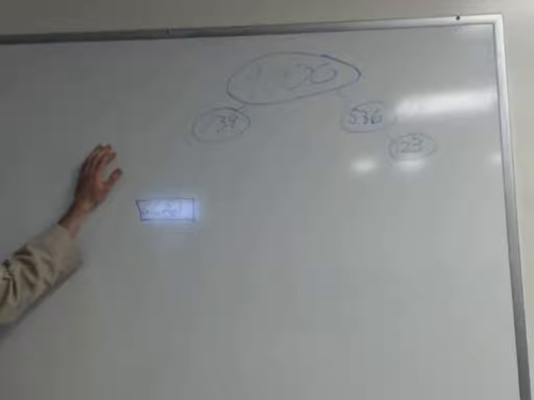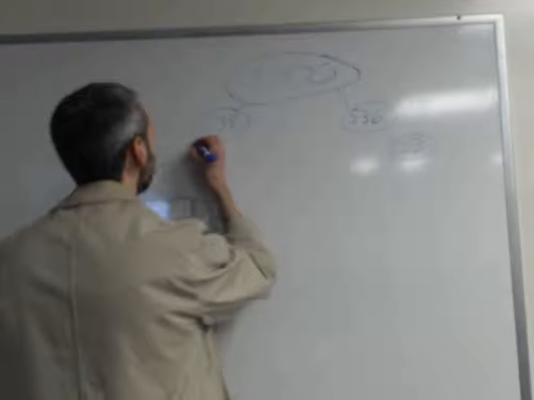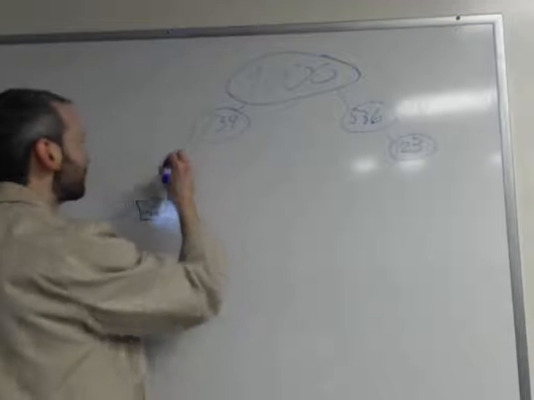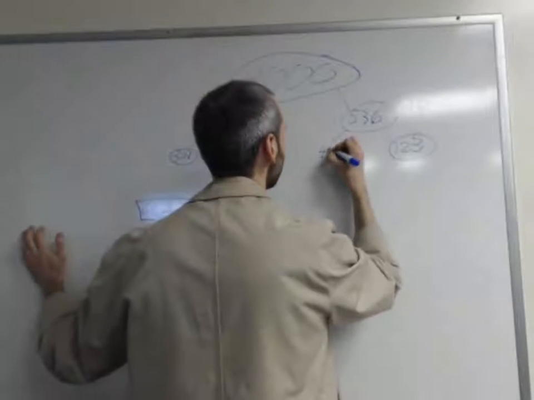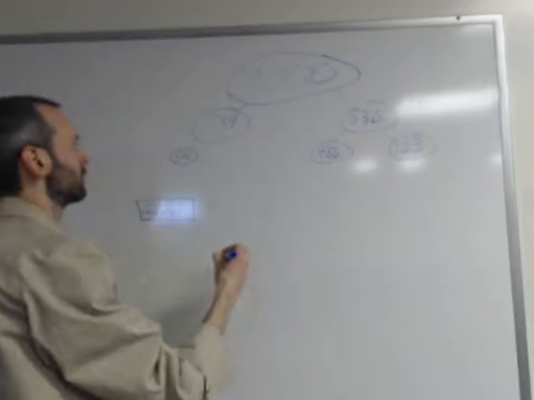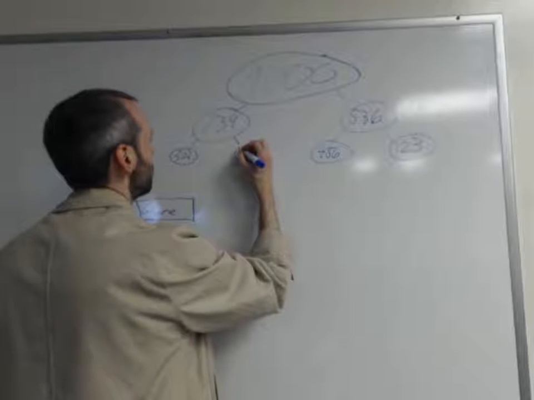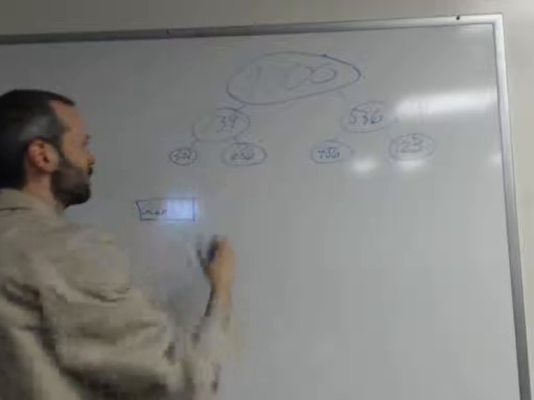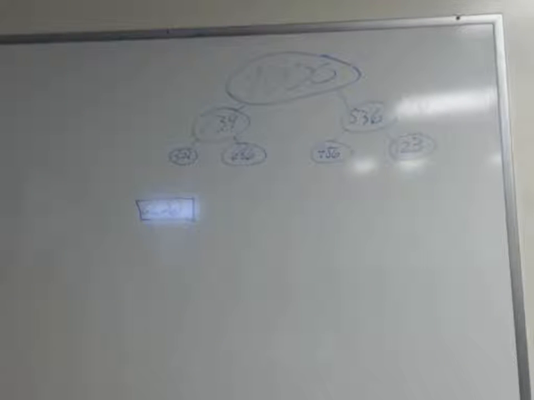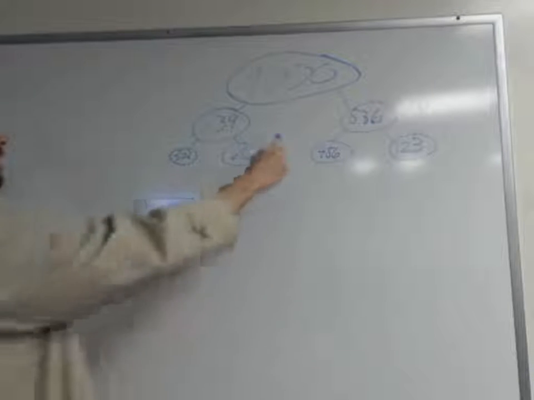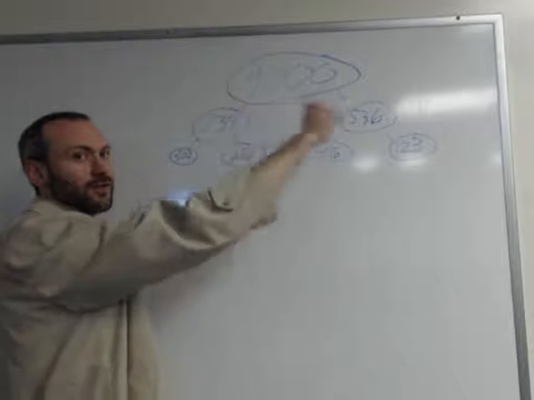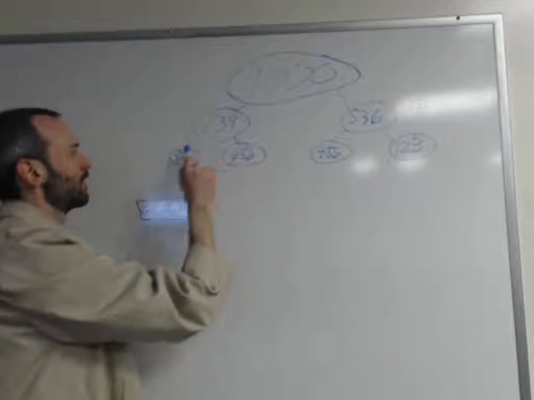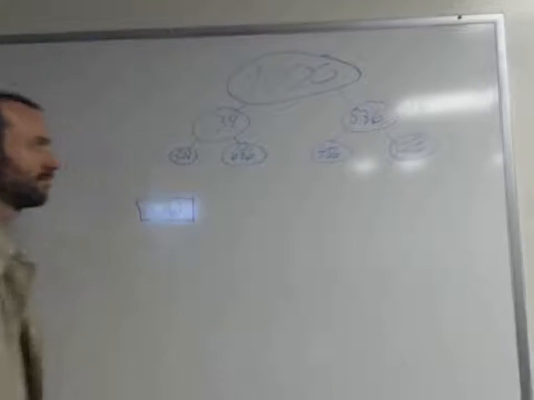Give me another number. 3, 2, 1. 4, 5, 6. 7, 8, 9. That one's not gonna fit. Let's do 6, 8, 6. 686 after 586 before the 786. Okay, that's also a heap because each node is larger than its children. 9,000 is bigger than those two, 739 is bigger than those two, 536 is bigger than those two. Okay.